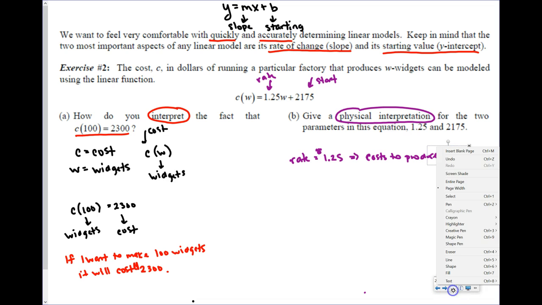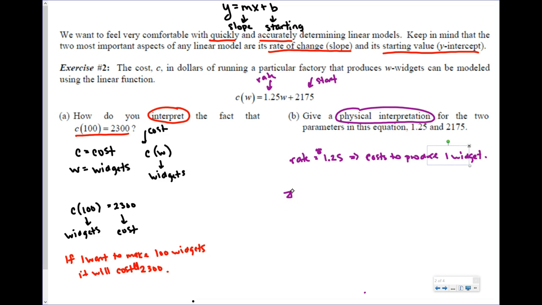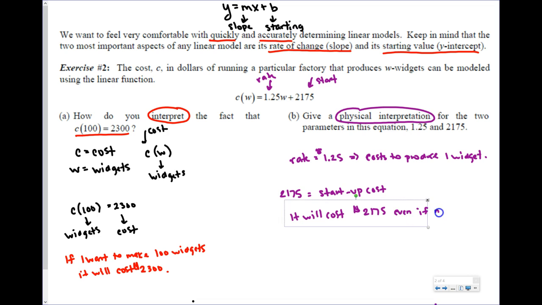The other part of this, the 2,175, yes, it's my starting value, but more importantly, and this is something you think about when you think about business, so you kind of think about Miss Pierre's class, if any of you are taking business with her. This 2,175 is your startup cost. It's like your startup cost, meaning it will cost $2,175 even if no widgets are made.